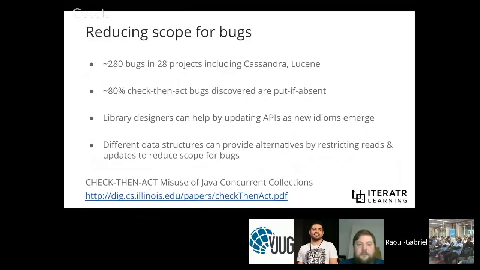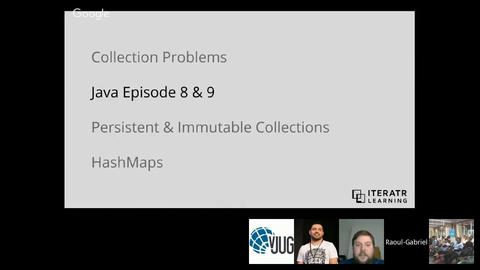So there's an interesting story here: as we make use of different patterns and new idioms emerge, this is where help from the library can help us write code that is more readable, but also less error prone. And we see that in Java 8 thanks to this removeIf method and also this computeIfPresent method that were added. And later on in this talk, we'll also talk about different data structures that can help us to reduce the scope for bugs. So that covers what we've been doing in vintage Java.